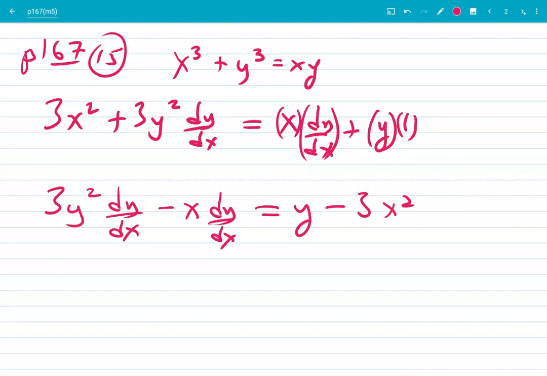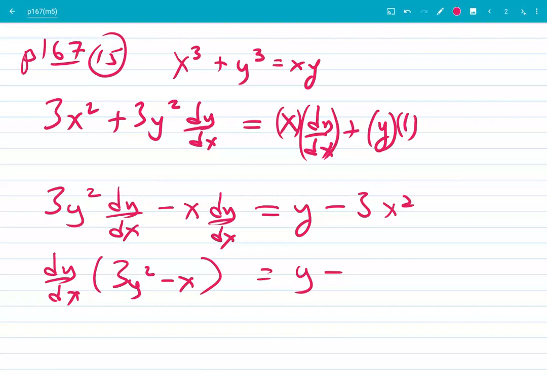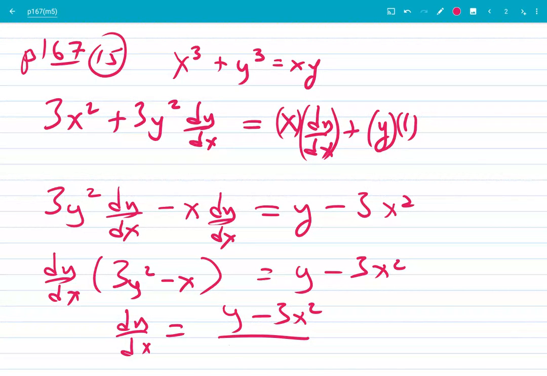Okay, let's factor out the dy dx, and then we can get it alone. You get 3y squared minus x, do you not? Equals y minus 3x squared. And so dy dx is going to be y minus 3x squared divided by 3y squared minus x. There's a y here.